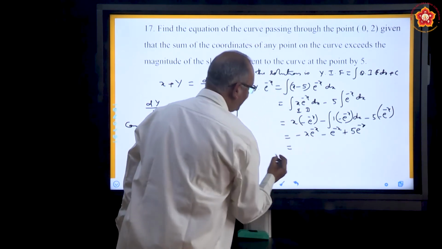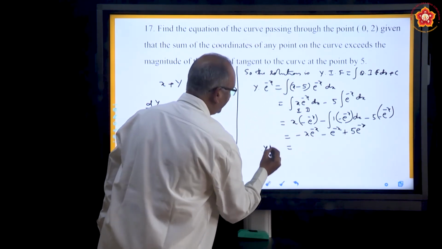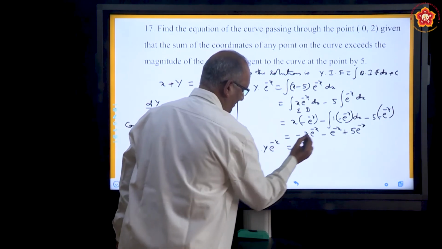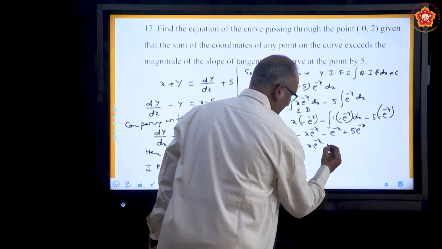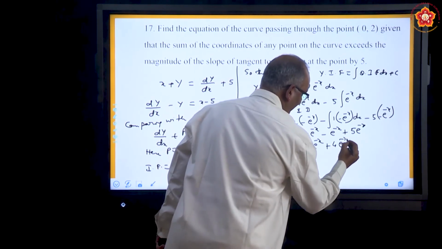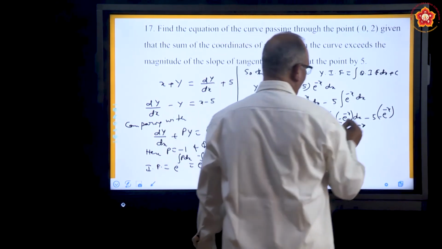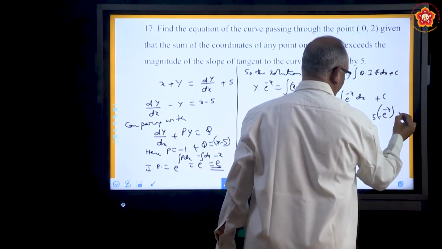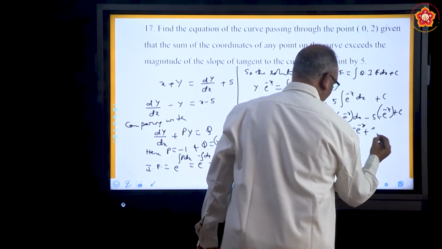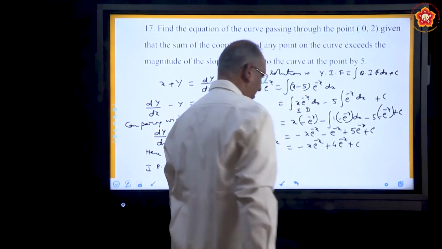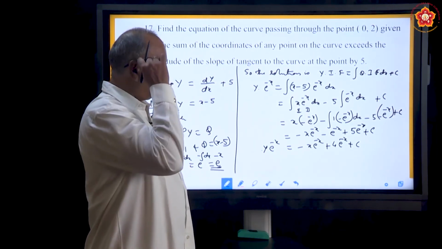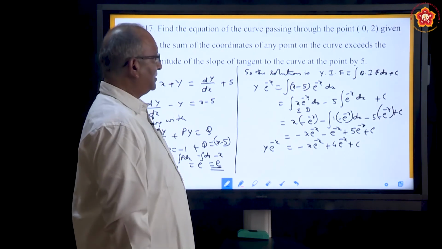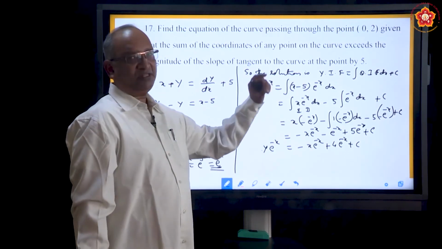Club these two. What is that you will get? y e to the power minus x equal to minus x e to the power minus x plus 4 e to the power minus x. One small thing we forgot, that is constant of integration. Before we proceed, find out the value of c.